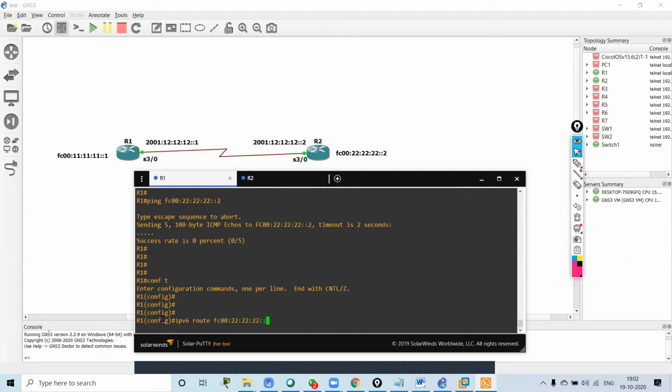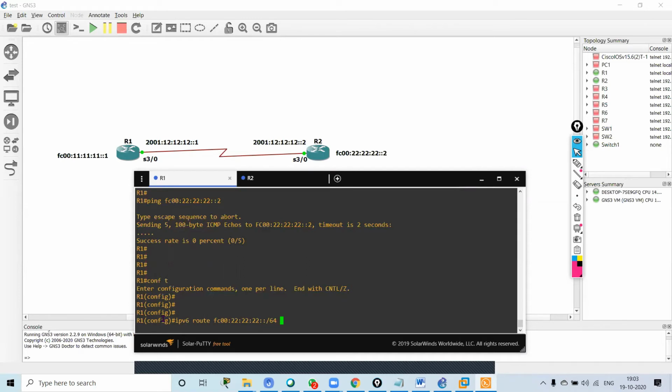FC00:22:22:22:22. Either I can give 0 over here. If I don't write 0, then also it is fine. I can just give the subnet mask, because if I don't give 0, it will automatically take that the :: is of 0 quartet only. Okay, so I'm configuring static routing so that R1 and R2's LAN, they can communicate with each other.